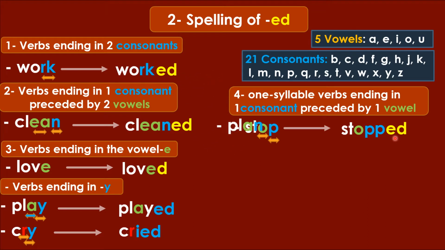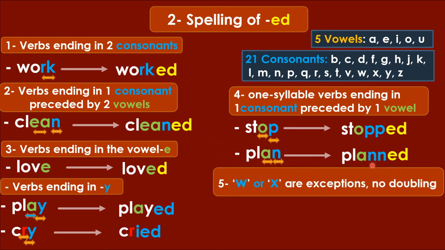Let's have a look at another example. We have plan. Plan ends in N, which is one consonant, preceded by one vowel, the letter A. So it's similar to stop. What we're going to do is the same. We're going to double the N and add ED.